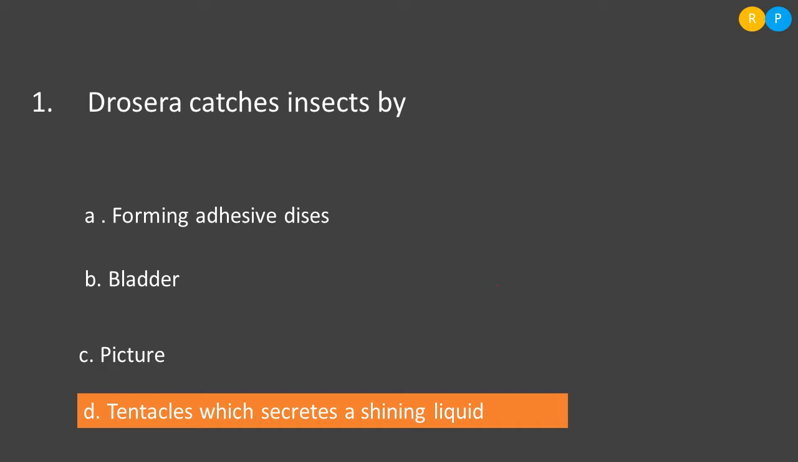Option A, forming adhesive discs. Option B, bladder. Option C, pitcher. Option D, tentacles which secrete a shiny liquid. So, as I told, tentacles will be formed from the margin of Drosera to catch insects, and they will secrete fluid. So, the correct answer is option D.